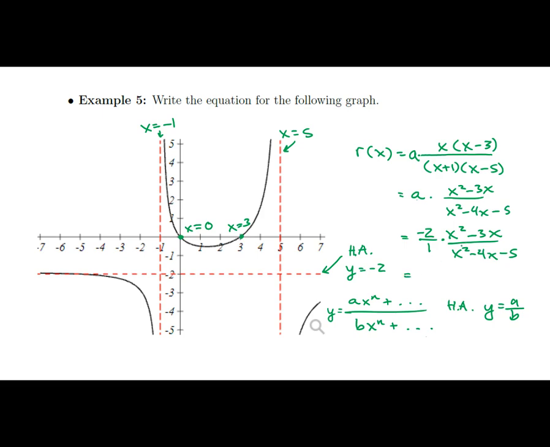And so we could leave it like this if we want. I suppose that would be okay. We could distribute it through as well: -2x squared plus 6x over x squared minus 4x minus 5. That would be fine as well. But this would be our rational equation for this graph. And by the way, it would be totally fine too to just leave it all factored. If you figured out that a should be -2, you could also just write it like this.